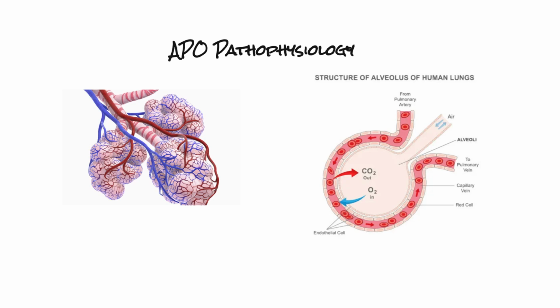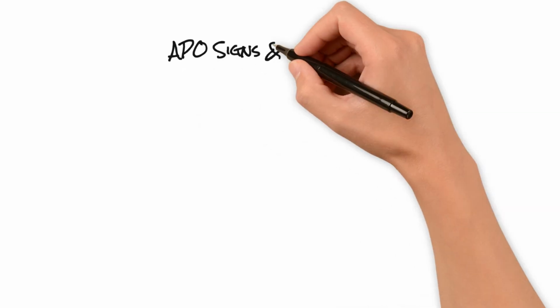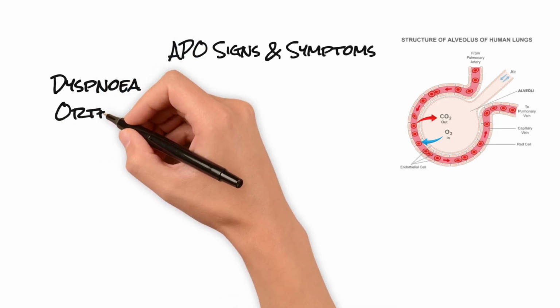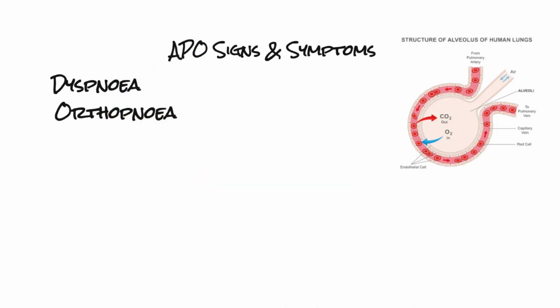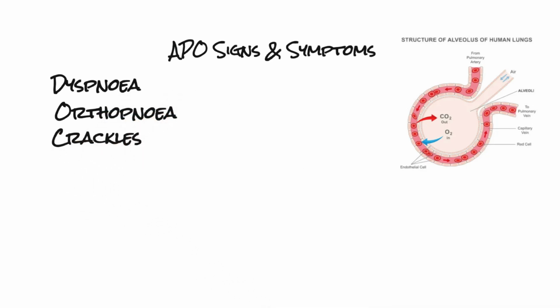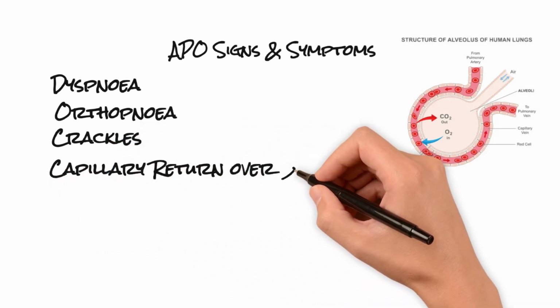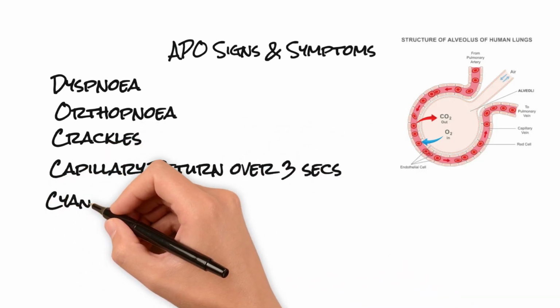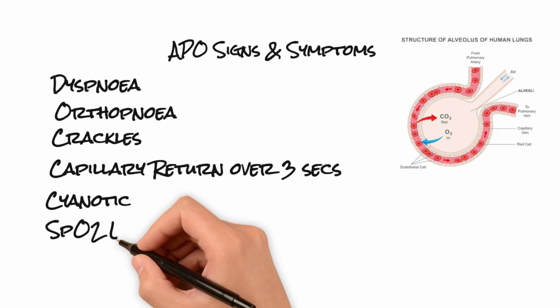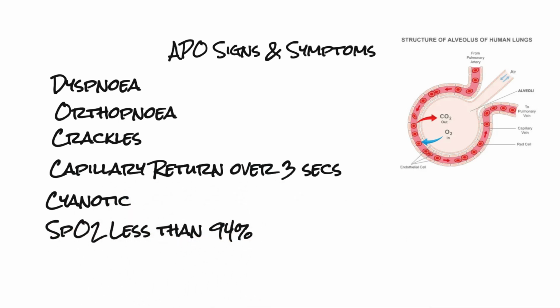If there's congestion, then we have fluid moving into the alveoli, so the patient will show signs of dyspnea, orthopnea, that is the ability to breathe only in the upright position. Upon auscultation of the chest, you can hear crackles. That can sound like rice bubbles having milk added to them. Capillary refill over 3 seconds if there's problems oxygenating, and cyanosis may also be present. And worryingly, SpO2, oxygen saturation, can be less than 94%.